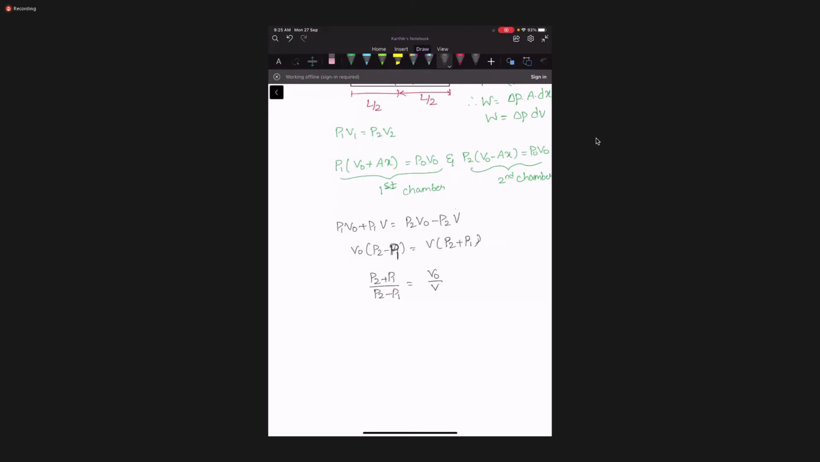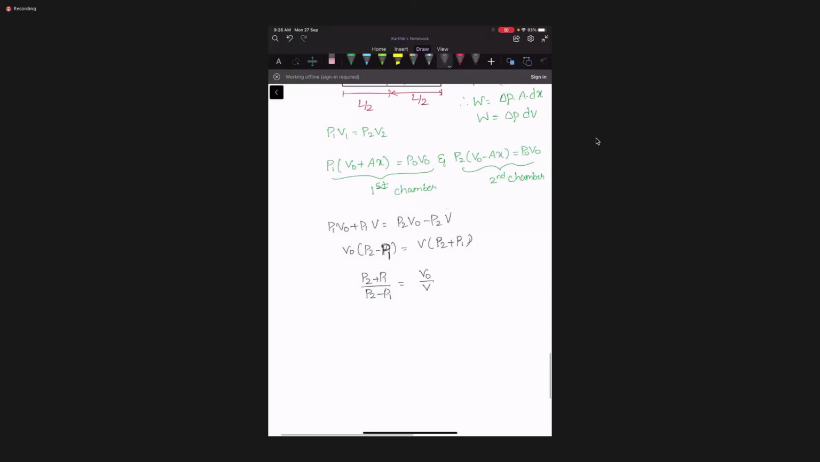Clear? So by componendo and dividendo, but I need P2 minus P1, no? Okay, do one thing. From this equation, again get your P2 and P1. See, from here, P2 is P0 V0 divided by V0 minus V, right? From that we'll get 2 P0 V0 AX by V0 square minus AX square.